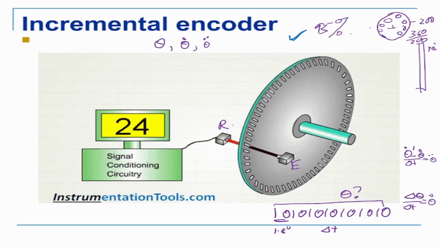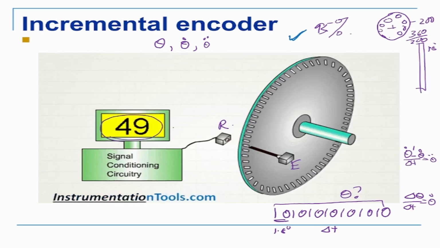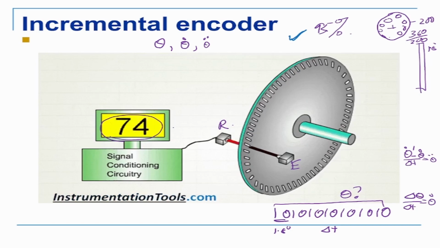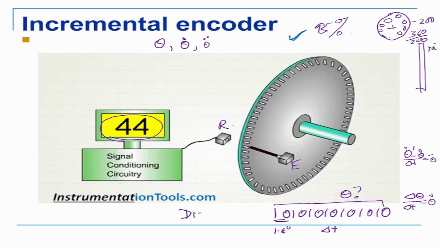Okay. So it can also be used as a counter, as you can see here. It is counting how many of those bits have gone through. So the principle of working is very simple. It doesn't cost anything. And the advantage is that the signal is digital.